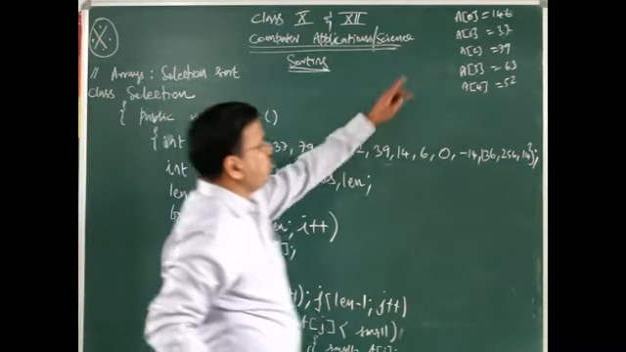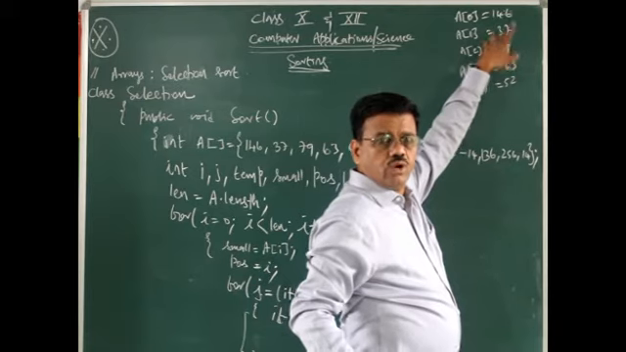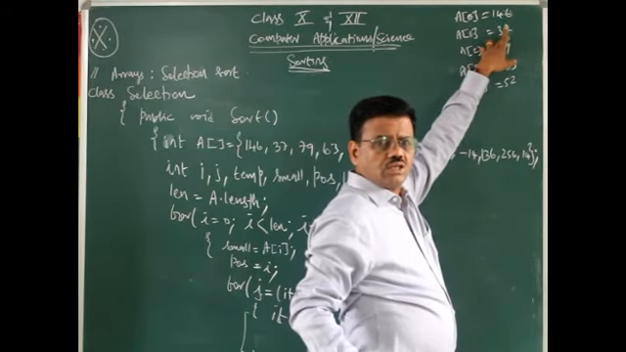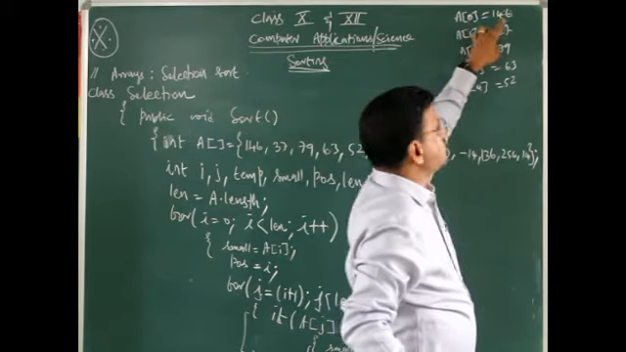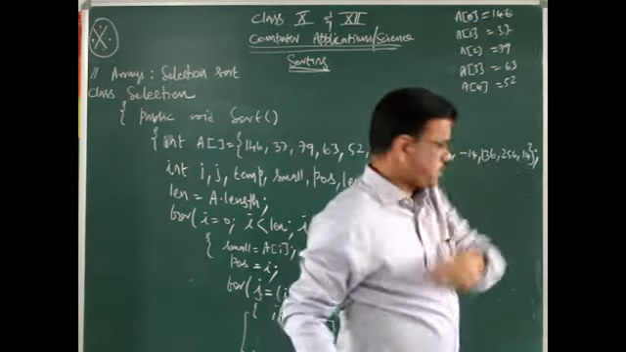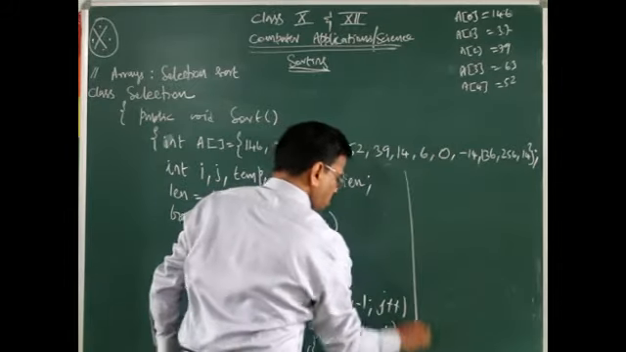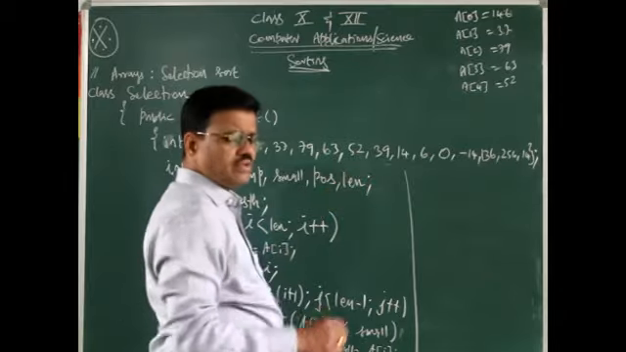If 37 is less than 79, no. Already 37 is the smaller one. Now when I compare this, is 146 less than 37? Yes. So the swapping will take place. Swapping means it will interchange, which I am going to do right now. How does the swapping take place?